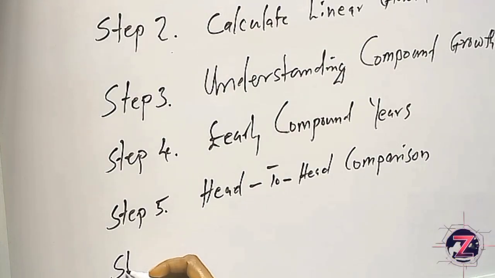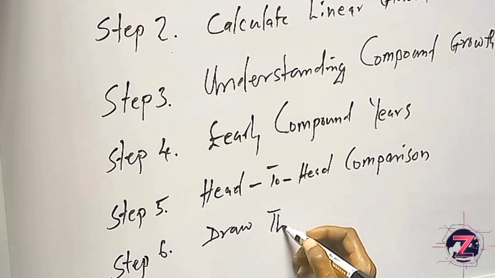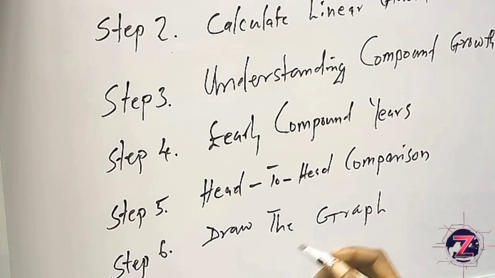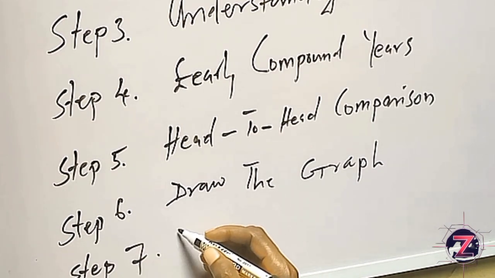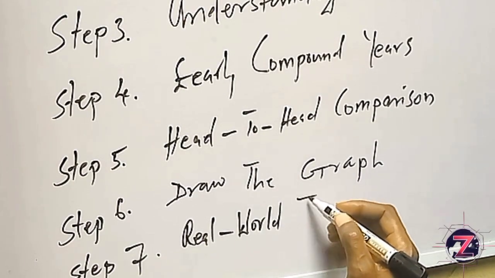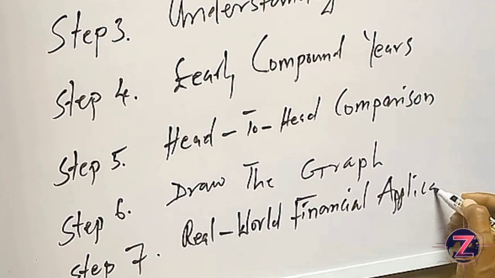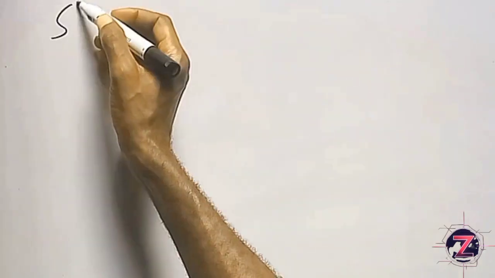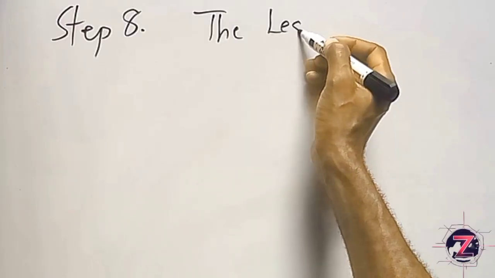And then at step 5, I'll take a head-to-head comparison between linear growth and compounding growth. I'll be showing you with a table for a simpler understanding. Then I'll draw a graph to represent that in step 6, and then in 7 I will show you real-world financial application of what you are studying so far in this video, and then leave you with the lesson in comparing linear growth with compound growth.